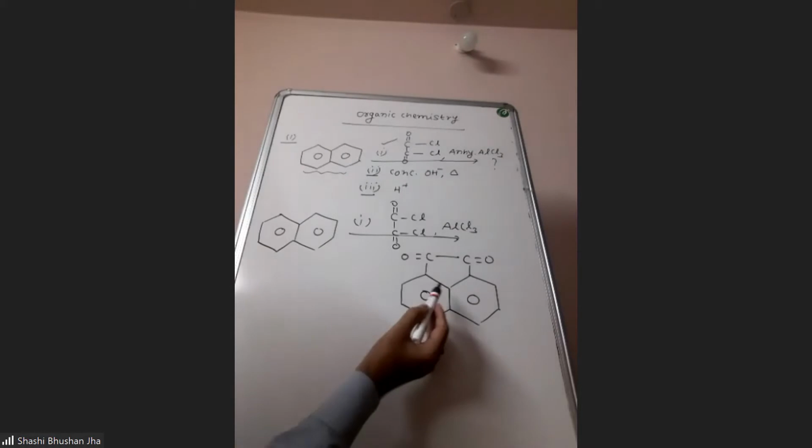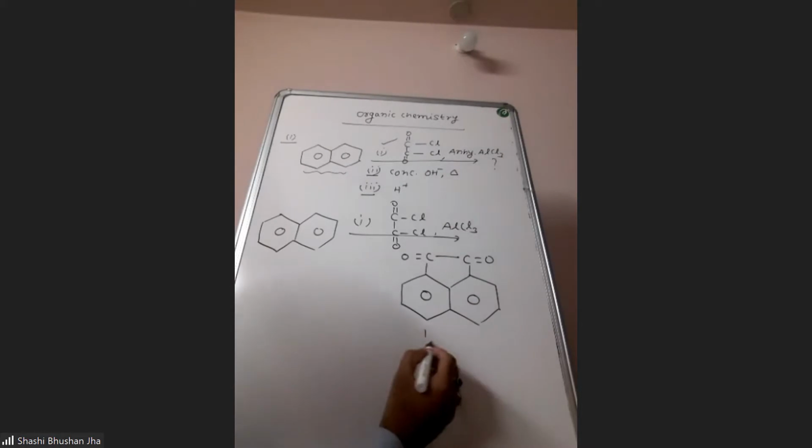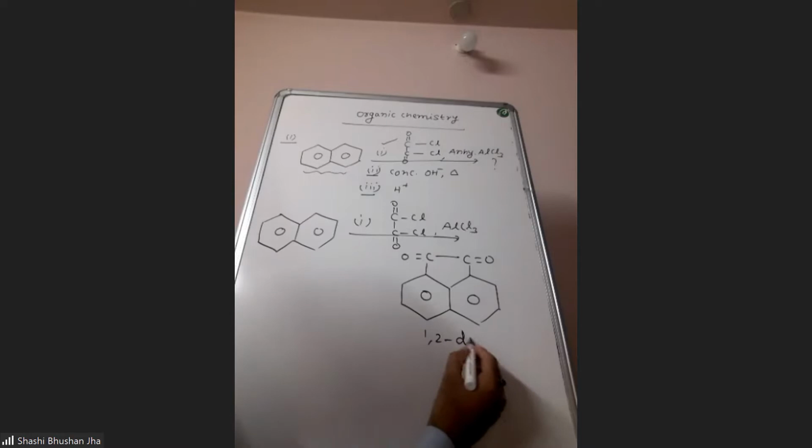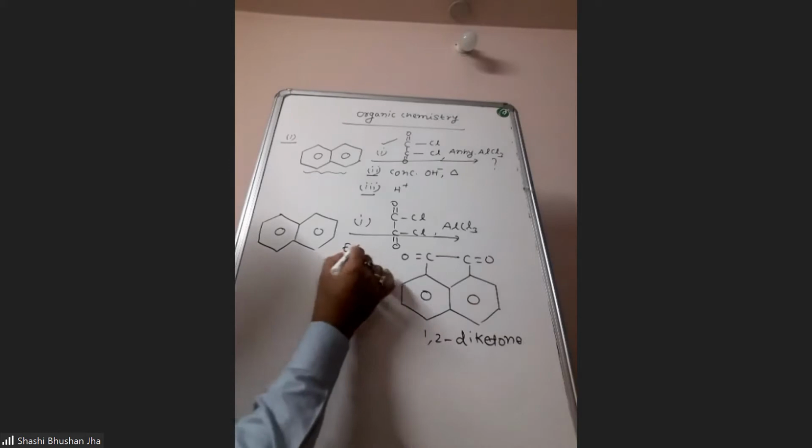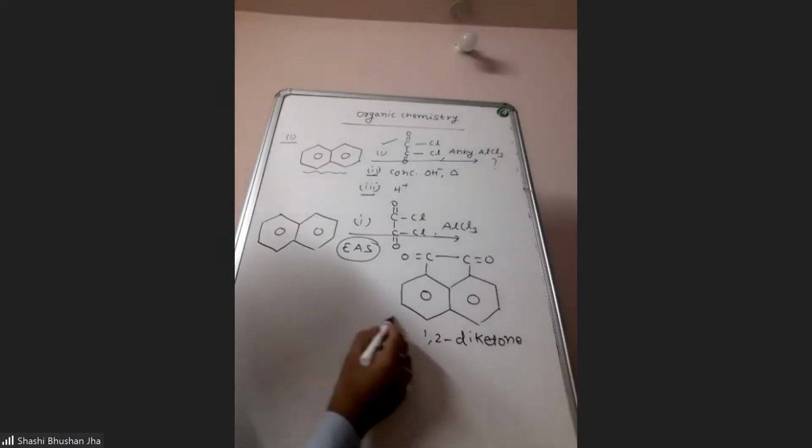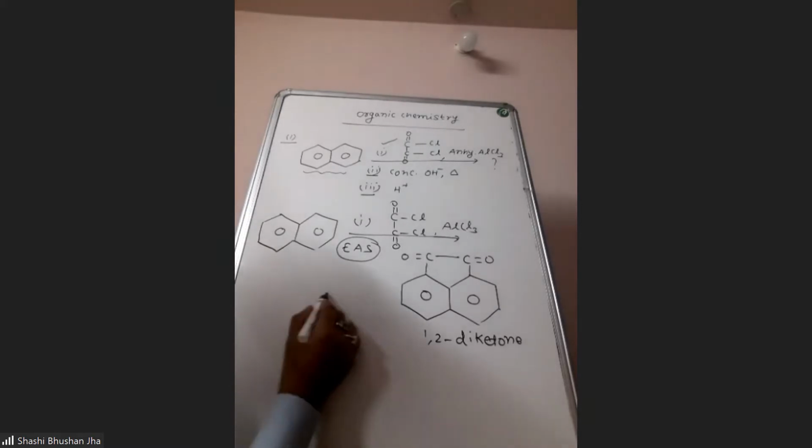Now see this product which you have got. This is a 1,2 diketone. So this reaction is ES. Now after that you got a 1,2 diketone, and this 1,2 diketone is heated with base.